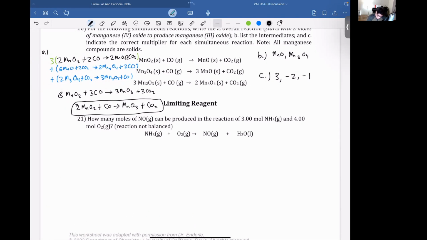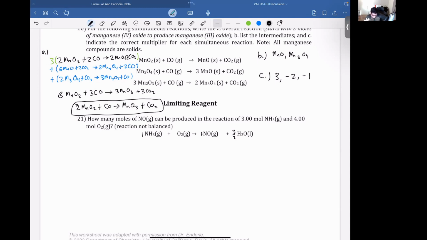21 says, how many moles of NO can be produced in this reaction of 3.00 moles of NH3 and 4 moles of O2 gas? The reaction is not balanced. All right, so the first thing we want to do is balance the reaction. So suppose I have my 1 nitrogen on each side like that to make it easier to balance. Then I need 3 halves for the water. So that way, again, I balance the hydrogens.